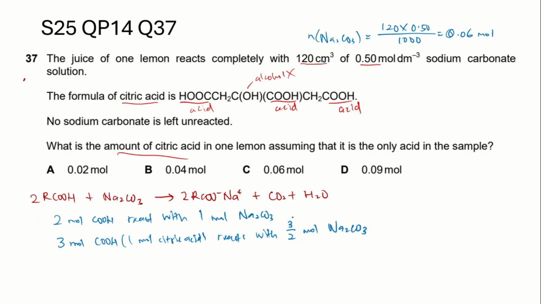If 1 mole of citric acid will need 3/2 moles of sodium carbonate, but I only use 0.06 mole in this reaction, so I will be able to find the number of moles of citric acid in the lemon, which is by dividing the number of moles of sodium carbonate used by the number of moles of sodium carbonate that will be used to react with 1 mole of citric acid. The answer is 0.04 mole, which is B.